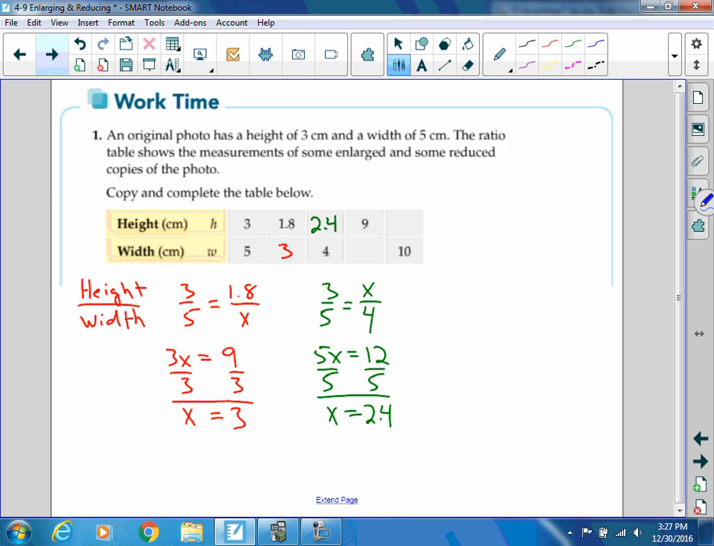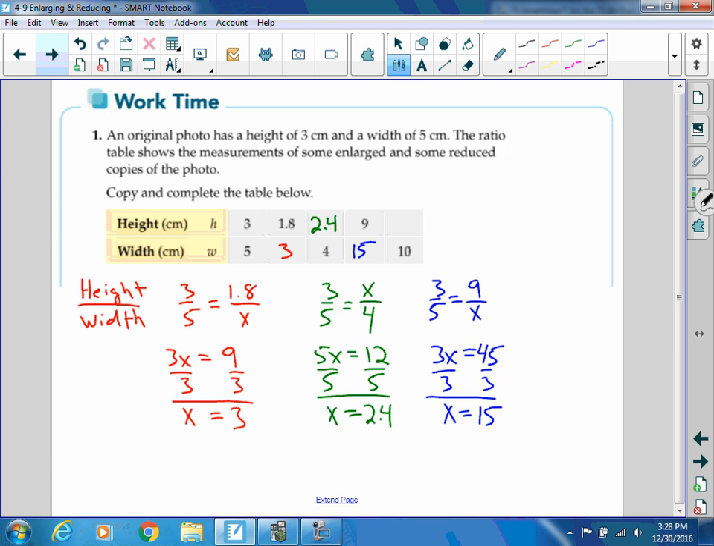So when the width is 4, the height will be 2.4. The next one here, we're given the height again. So again, I'm going to use the 3 over 5. And they give me that the height is 9. And I don't know my width. That's my unknown. So again, here I'm going to cross multiply. 3 times x is 3x. 5 times 9 is 45. And I have to divide by 3 here on both sides. 45 divided by 3 ends up being 15. So I know that when my height is 9, my width is 15.